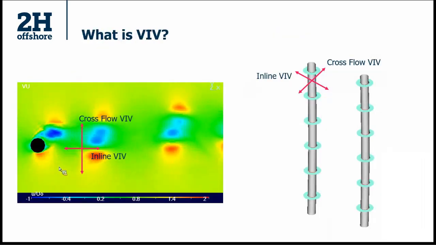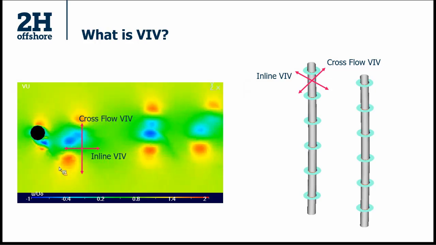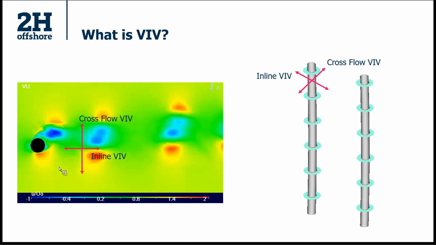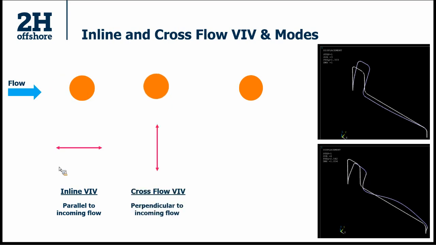This phenomenon is called cross-flow VIV. The pipe also vibrates in the direction of the flow, and that phenomenon is your inline VIV. Just to illustrate these two phenomena, the first motion that you see for this cylinder is the inline VIV, which is in the same direction as the flow of your current. The second, where you see the pipe vibrating perpendicular to the direction, is your cross-flow VIV.